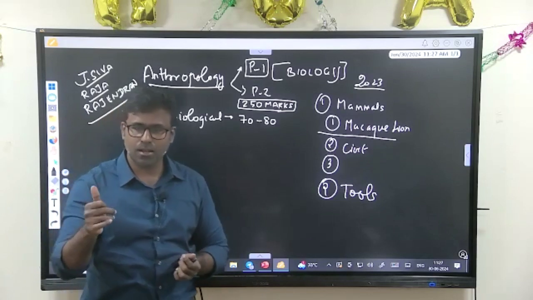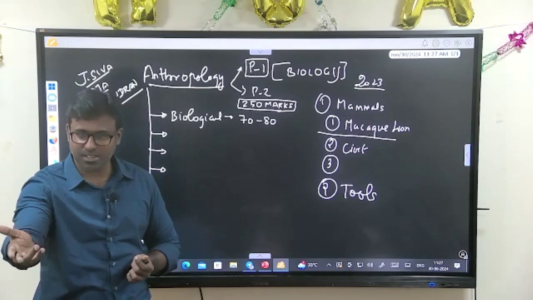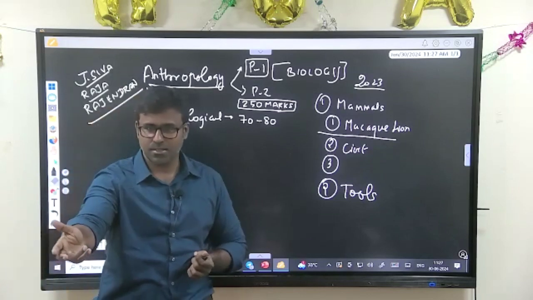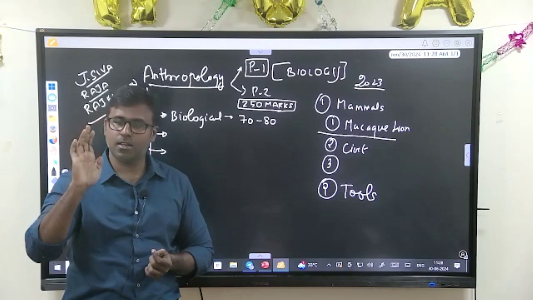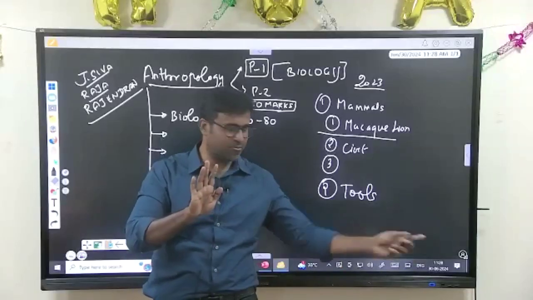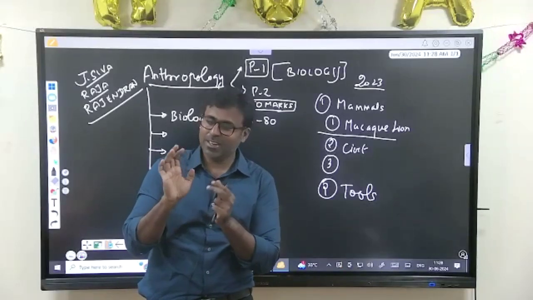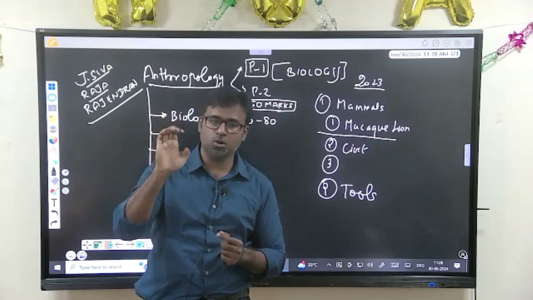Otter, swamp deer, fishing cat. One more is orangutan. Orangutan will be the only one. See, orangutan's hand will be like this. I have to see the picture so that I'll know. It is not like this. It is like a hook.